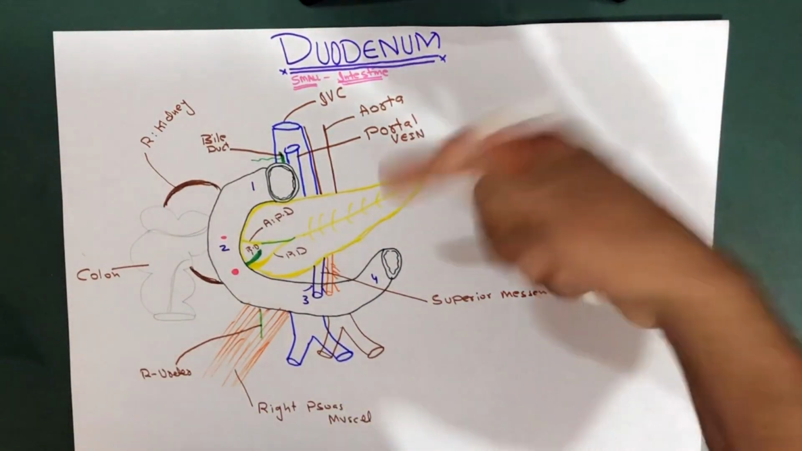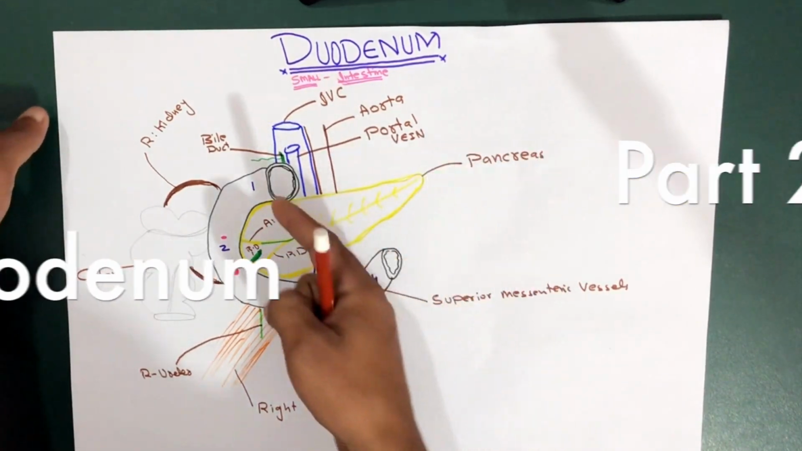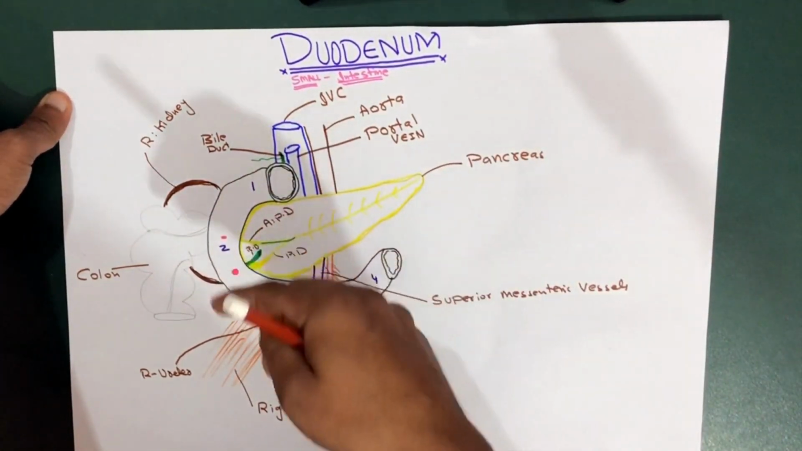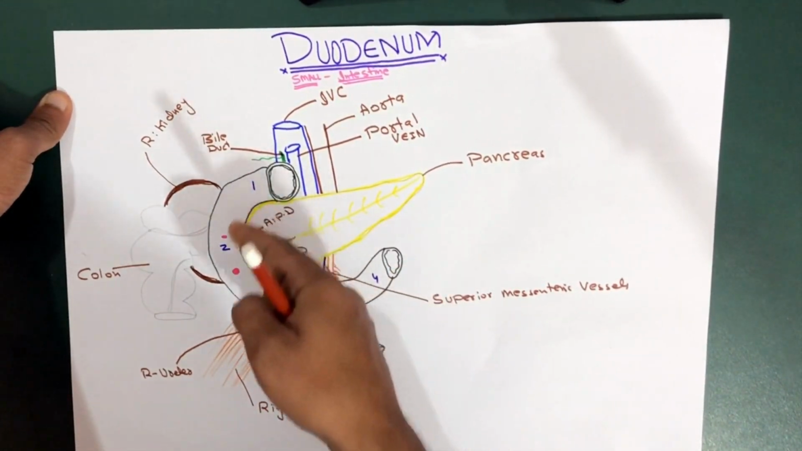Now let's just go through the duodenum. What I'm going to talk about is the duodenum; the lecture starts now. The duodenum is actually a C-shaped tube. Remember that. This guy is actually a C-shaped tube.